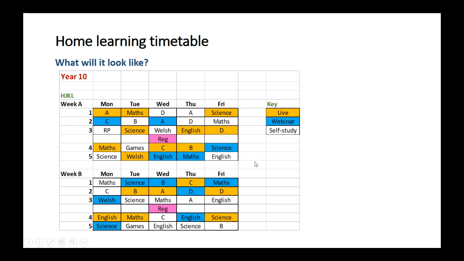The year 10 and 11 home learning timetable looks slightly different in that here we've taken account of the option blocks. So where a student takes, say, Monday period A, whatever lesson the student has taken, that will be a live lesson. Period 2 is in option block C, but that will be a webinar in whichever option subject the student has taken.